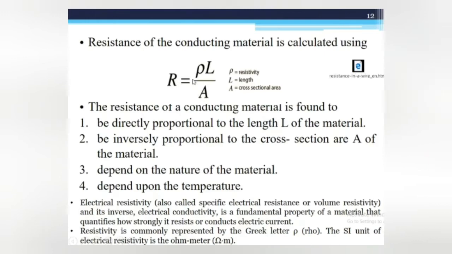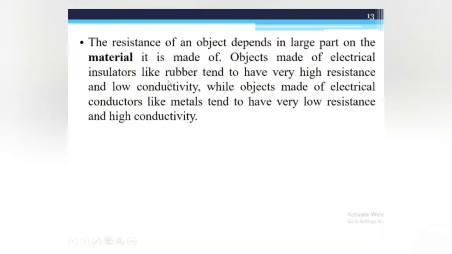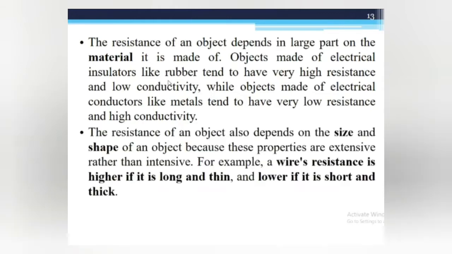Now see, if we increase the length, then the resistance increases. If we decrease the area, then the resistance increases as well. The resistance of an object depends in large part on the material it is made of. If the object is made of an electrical insulator like rubber, it tends to have very high resistance and low conductivity, while a conductor like metal has very low resistance and high conductivity. The resistance of an object also depends on its size and shape because these properties are extensive rather than intensive.